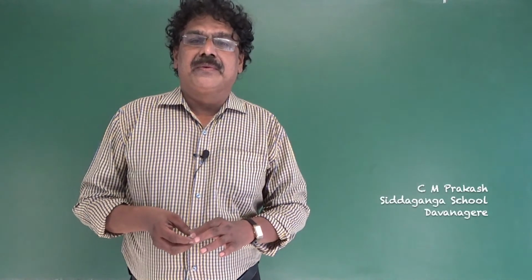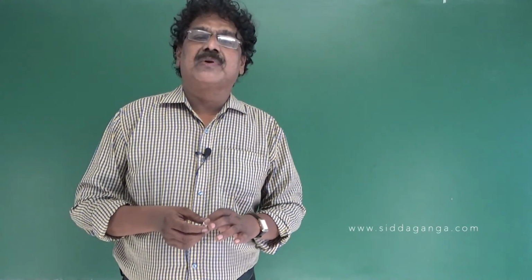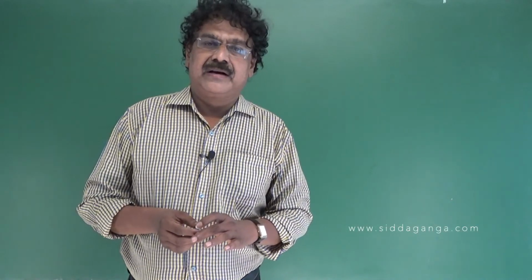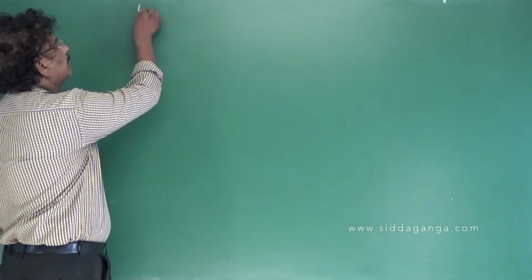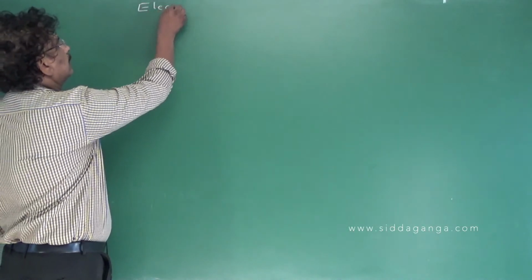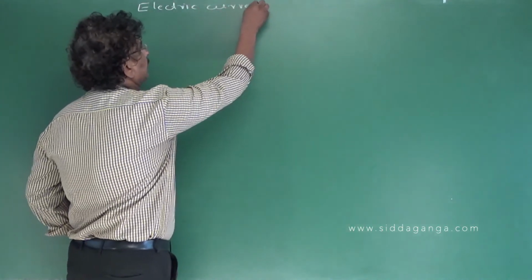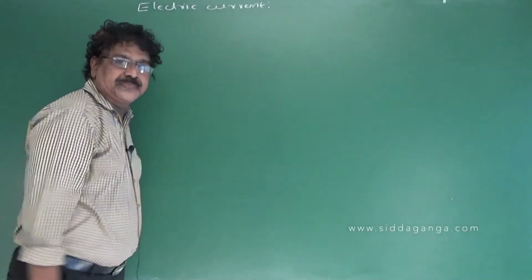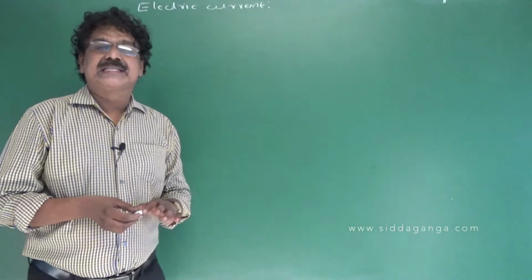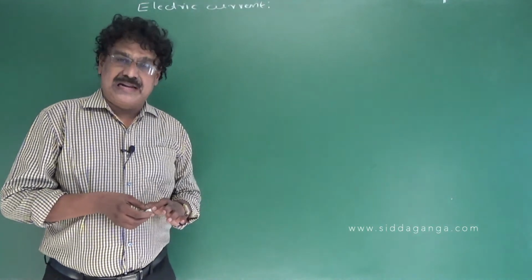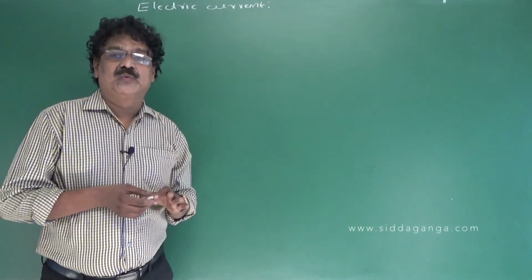Today we are going to discuss some basic concepts on electric current of class 10th. Now we have electric current. Here the word electric represents electric charge or electricity, and current represents a flow, right?